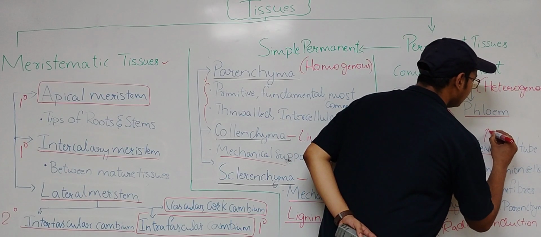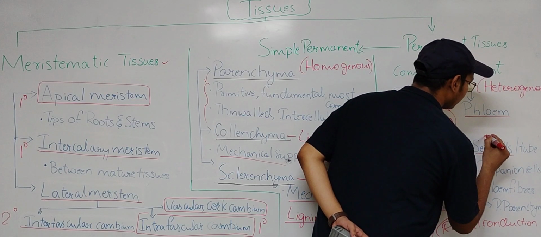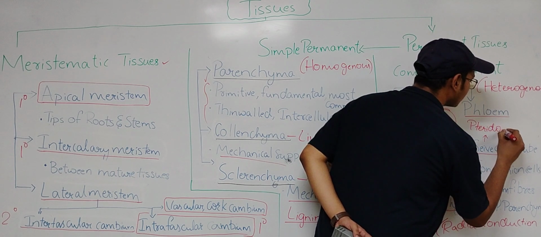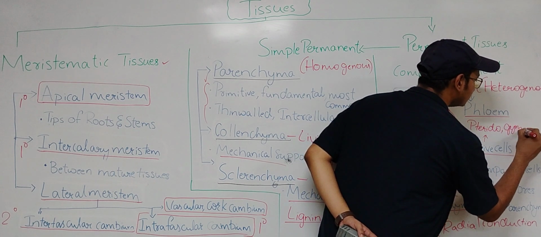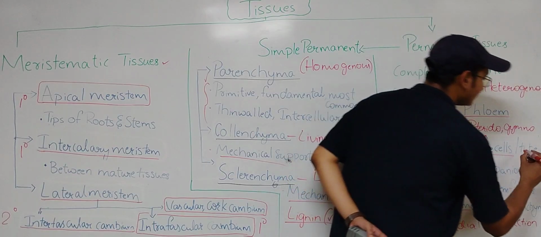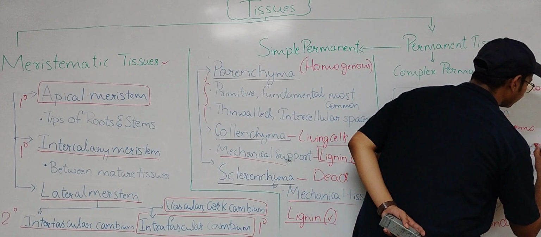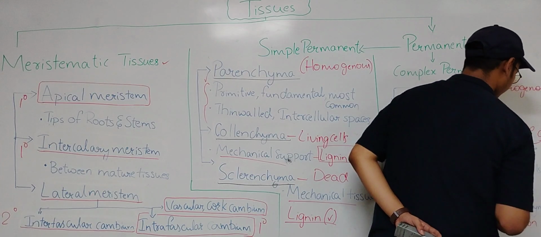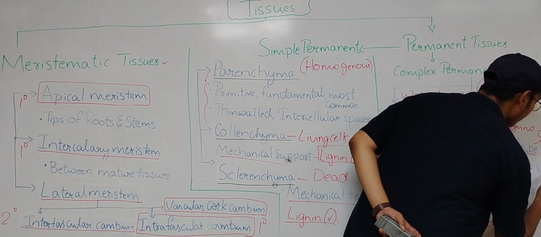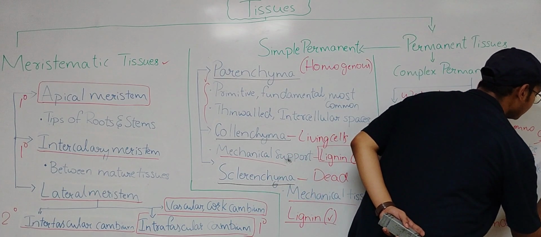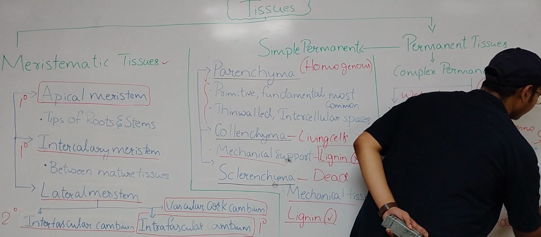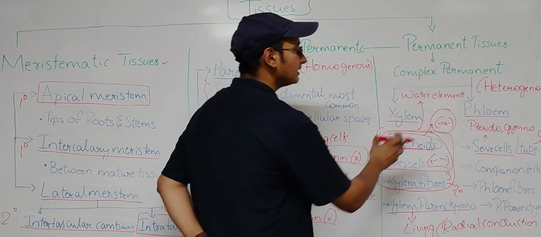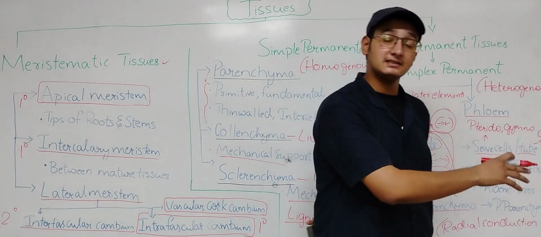And coming to phloem, here we have sieve cells. Sieve cells are present in pteridophytes and gymnosperms, and sieve tube is present in angiosperms, and same with companion cells. This is only present in angiosperms. So just like the function of tracheids and vessels, sieve cells or sieve tubes do the same function.